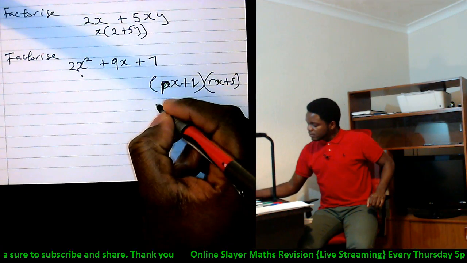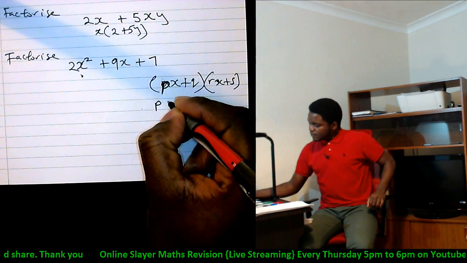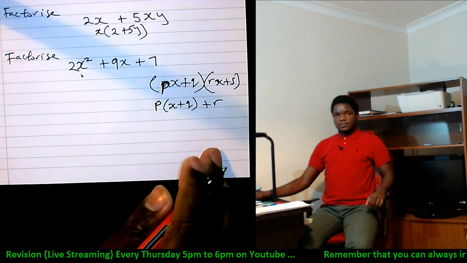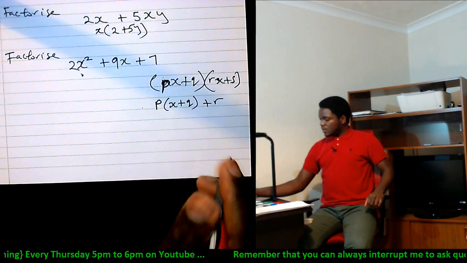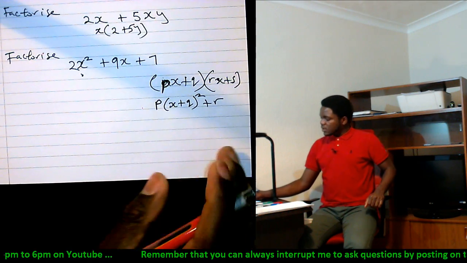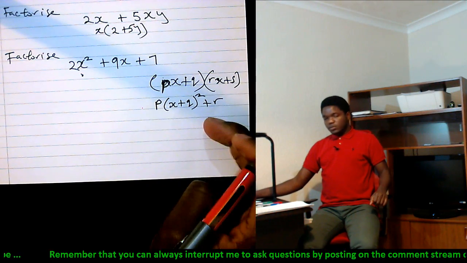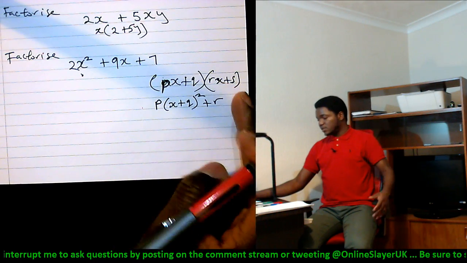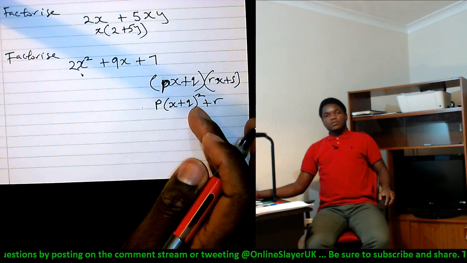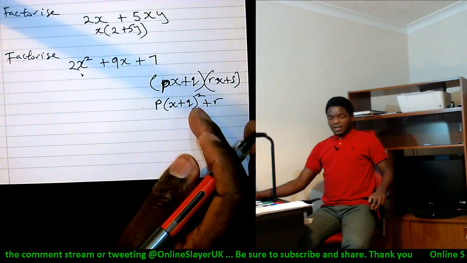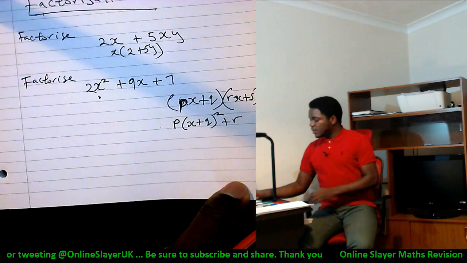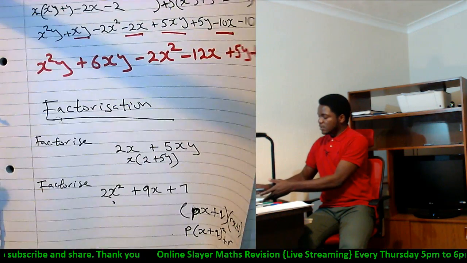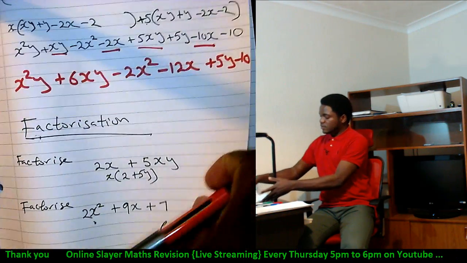or you could also factorize into this form, p into x plus q plus r. Okay, and then you're going to have a square here. So you can factorize this way, you can factorize this way. Now this one is called the normal factorization. This is factorization by completing the squares. We are going to look at the two of them in detail later on, but let's just do the normal factorization and see how easy it is.